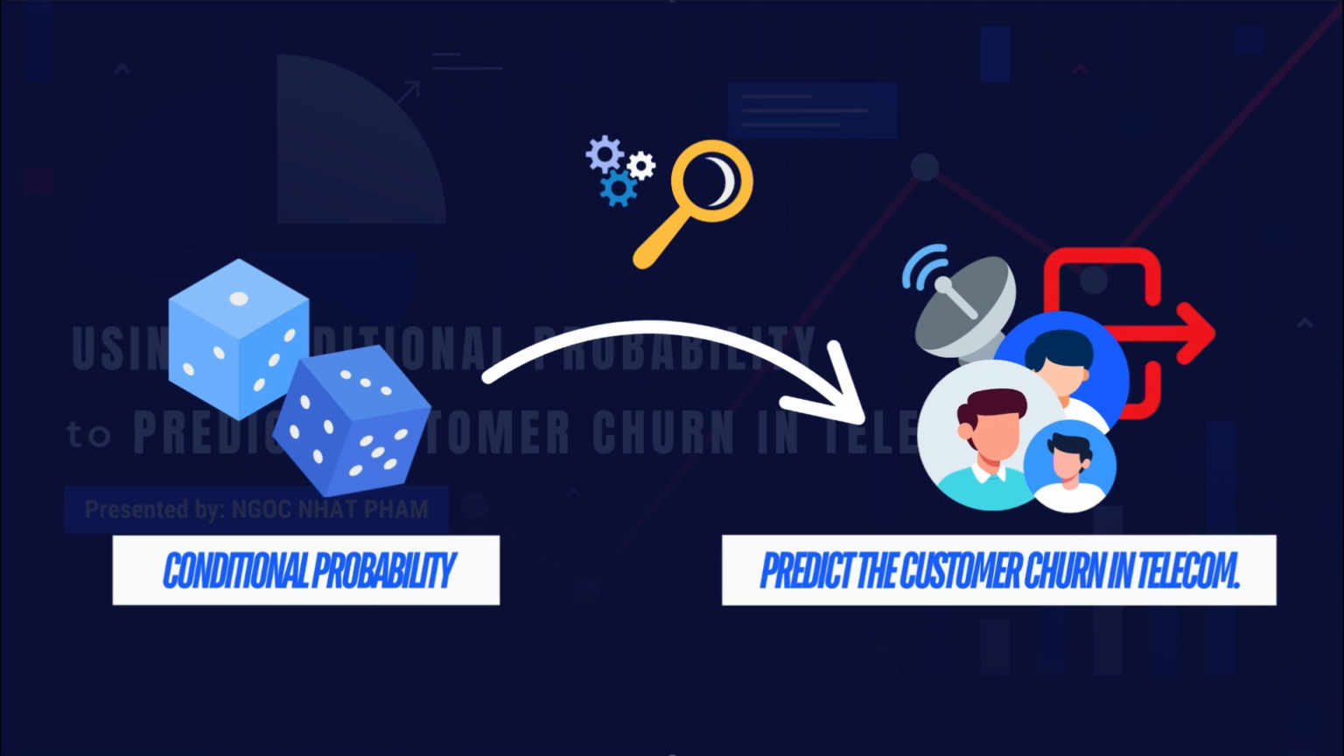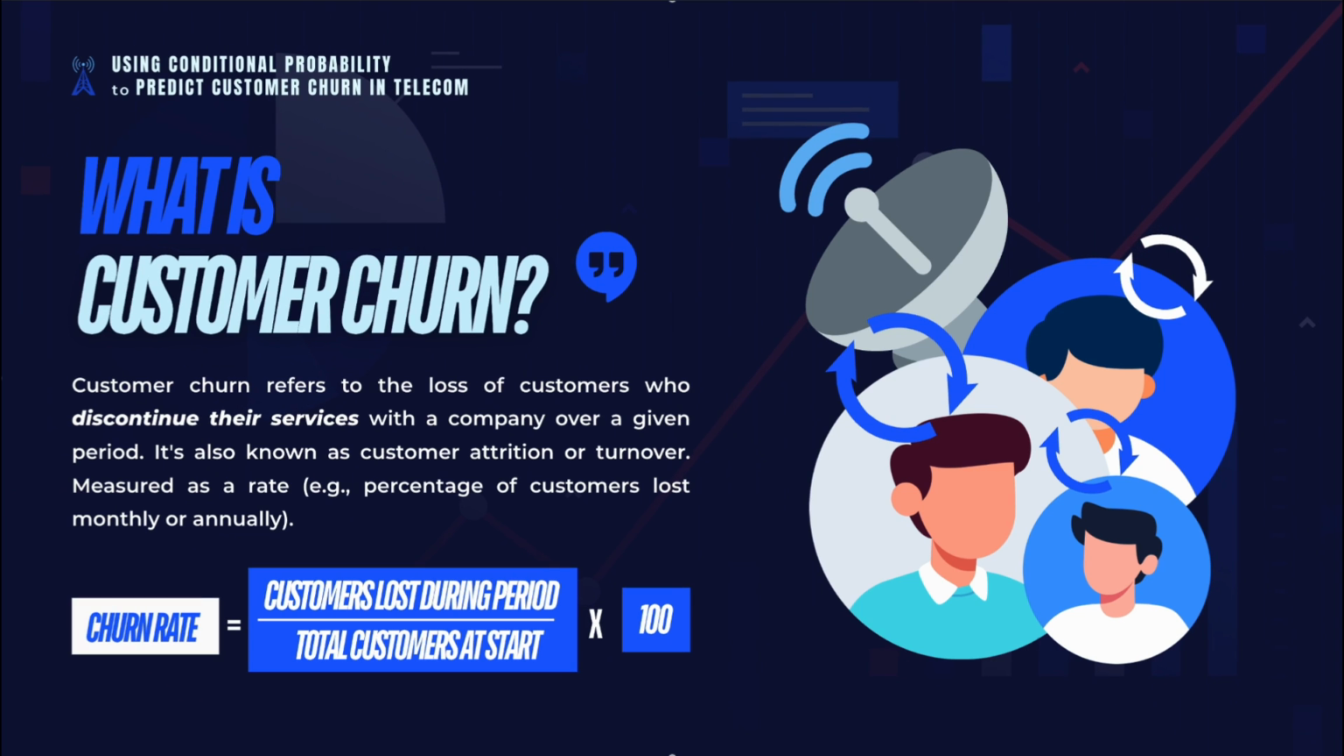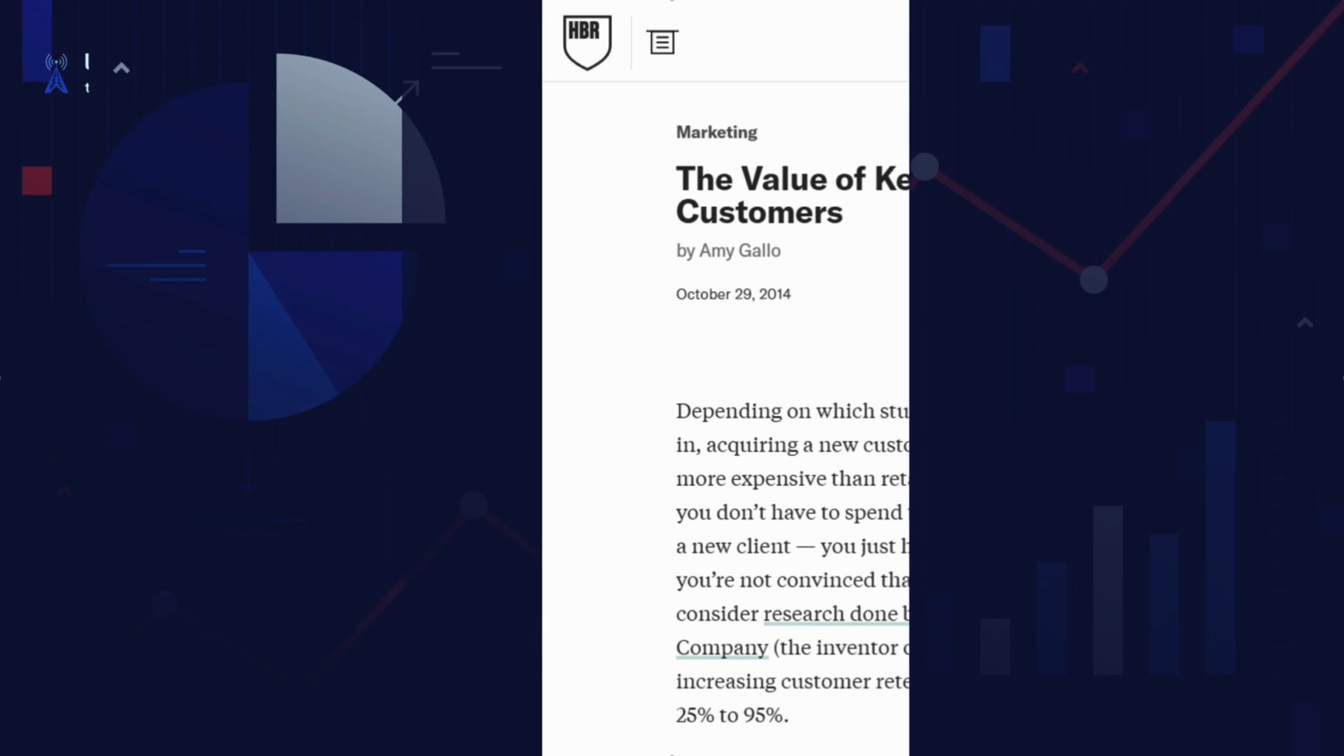So first of all, we need to know what customer churn is. Customer churn refers to the loss of customers who discontinued their services with the company over a given period. It is also known as customer turnover or customer attrition. Customer churn is measured as a rate, for example, the percentage of customer loss monthly or annually. The churn rate is calculated by customer loss during the period divided by the total customers at the start, multiplied by 100.